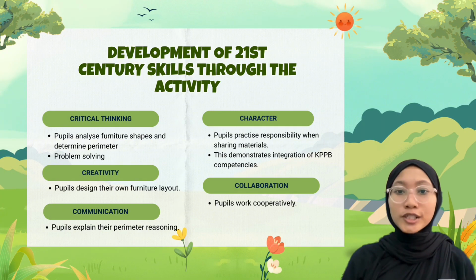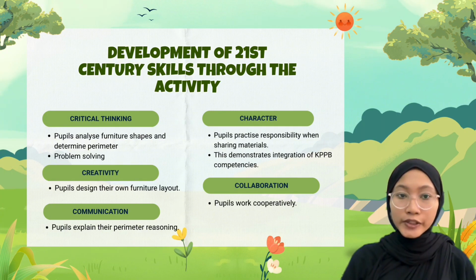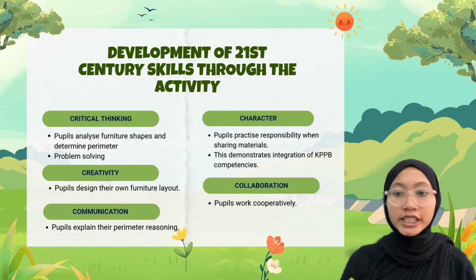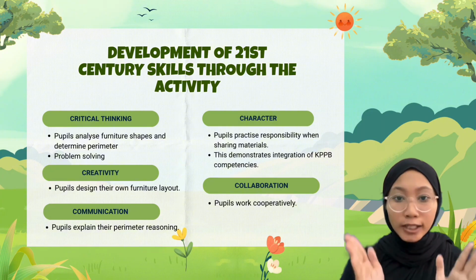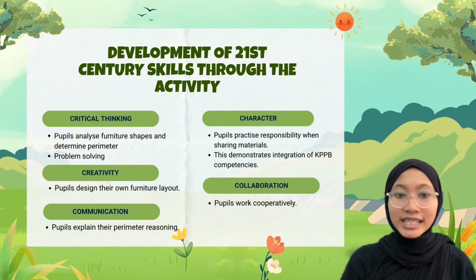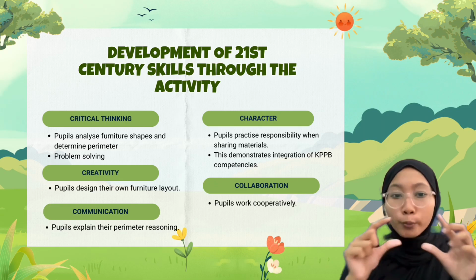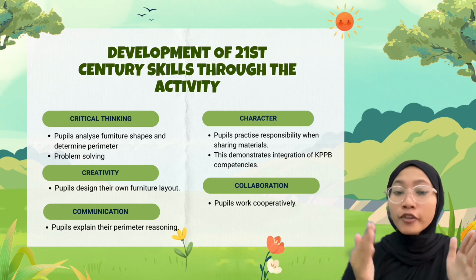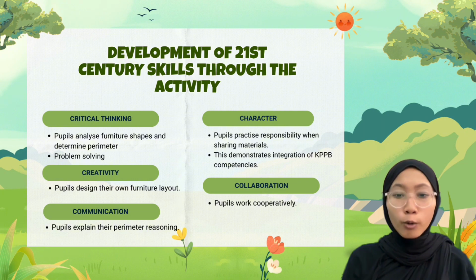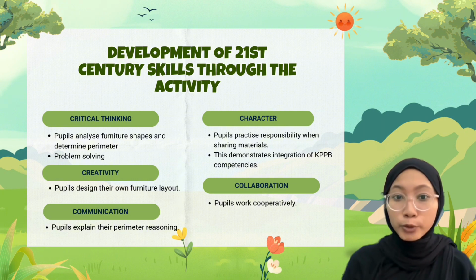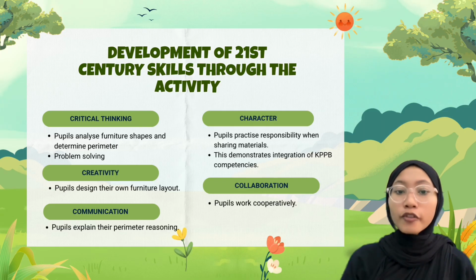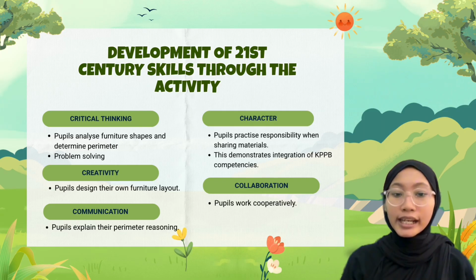This activity also supports the development of 21st century skills among pupils. In terms of critical thinking, pupils analyze the furniture shapes and determine the perimeter. This also develops their problem-solving skills as they need to decide how to measure and calculate accurately. For creativity, pupils design their own furniture layout, which allows them to think creatively while applying mathematical concepts. In terms of communication, pupils explain their perimeter reasoning during discussion, which helps them justify their mathematical thinking.